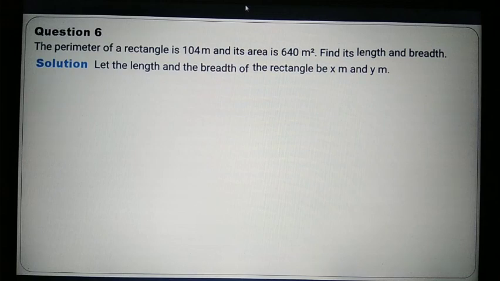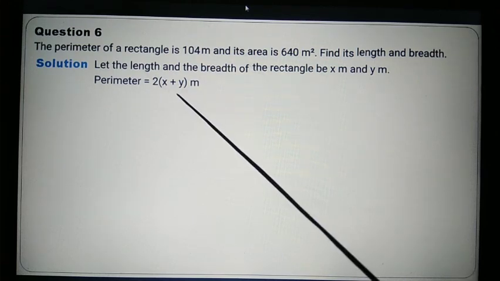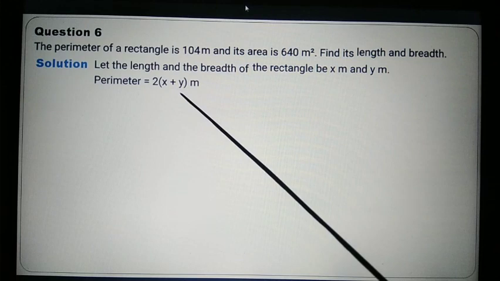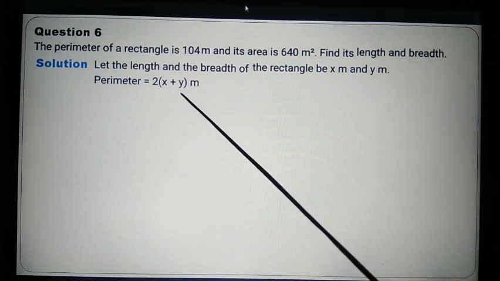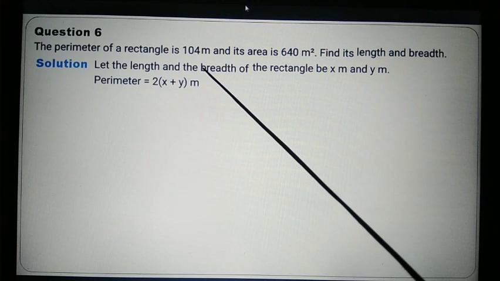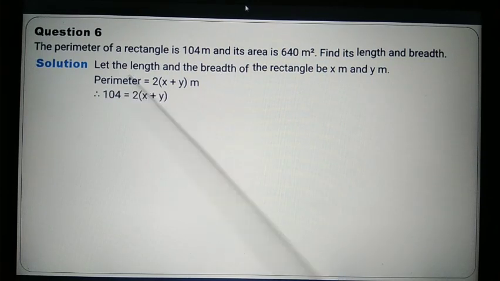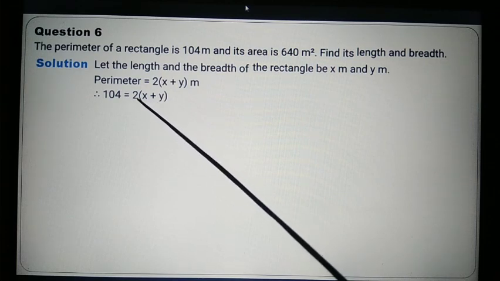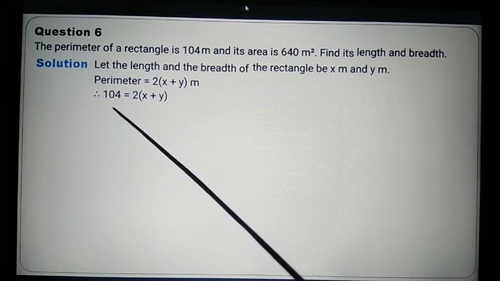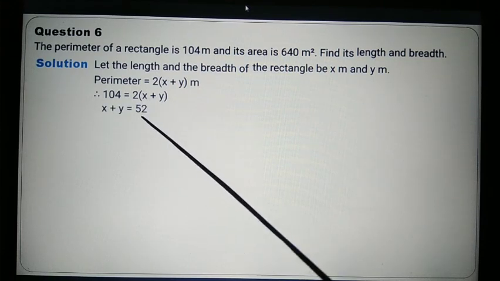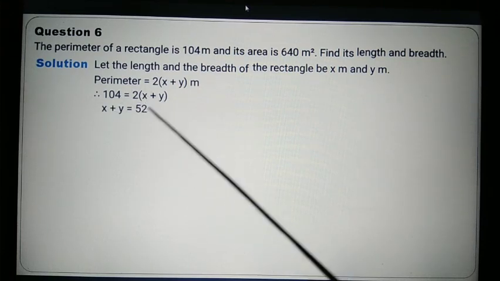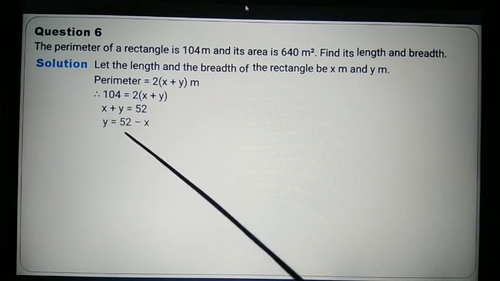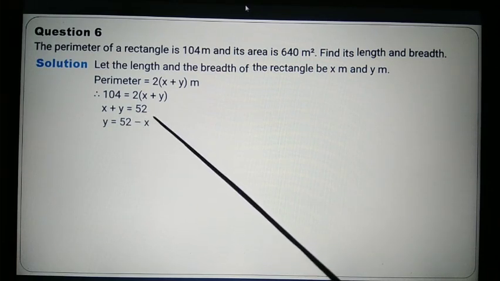Length and breadth, I am considering them to be x and y meters. Now perimeter is given to be 104, and the formula for perimeter is 2 into L plus B for a rectangle. And this equals how much? This is 104, right? So instead of perimeter, I am writing 104, and this equals 2 into x plus y. If I take this 2 down into the denominator, I'll get x plus y equals 52. 104 divided by 2 is 52. Now from here, y equals 52 minus x, right?